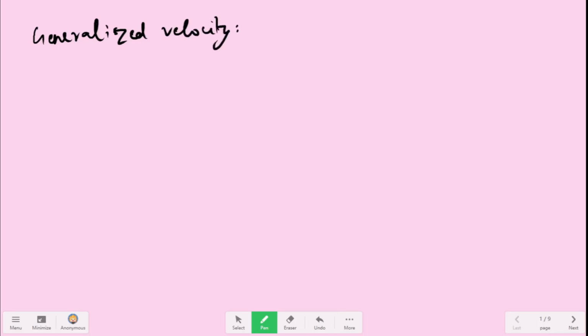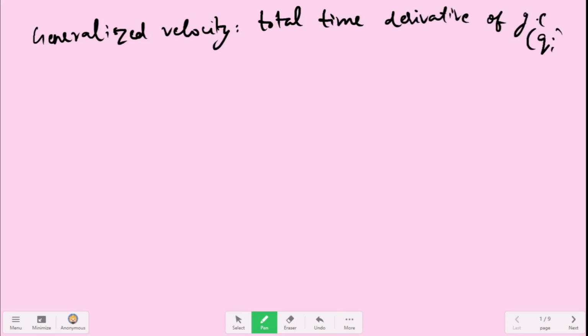Now let's get into the definition of generalized velocity. Generalized velocity is the total time derivative of generalized coordinate. And generalized coordinates are denoted by qi, and generalized velocities are denoted by qi dot. So the dot here represents the total time derivative.